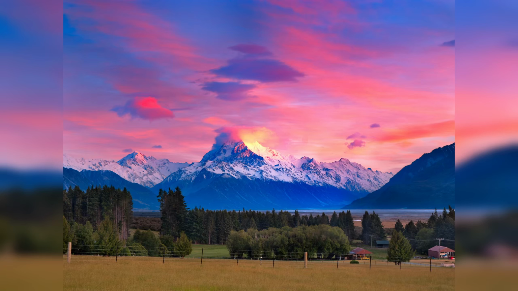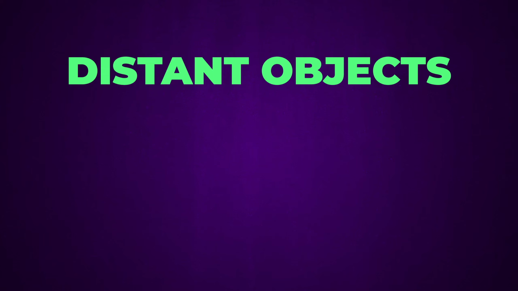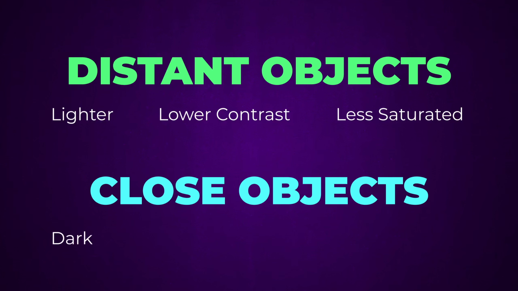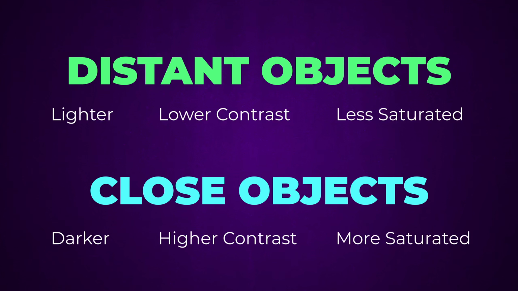The problem is that we've destroyed the sense of depth in this image, because in real life, things in the distance actually look different to the same thing up close, thanks to atmospheric perspective, which is all those particles in the air between you and the far away stuff. And because of that, distant objects tend, as a general rule, to be lighter, lower contrast and less saturated. Close objects tend to be darker, higher contrast and more saturated.